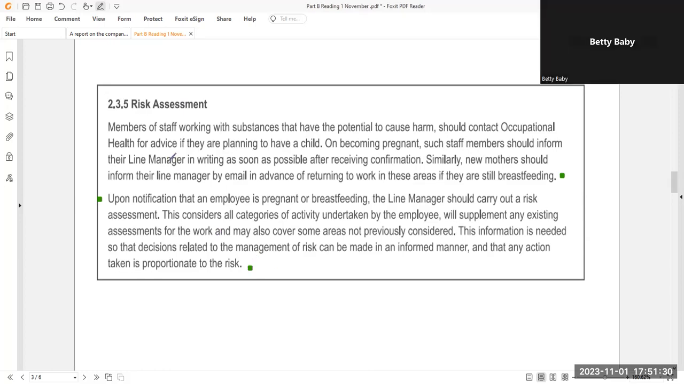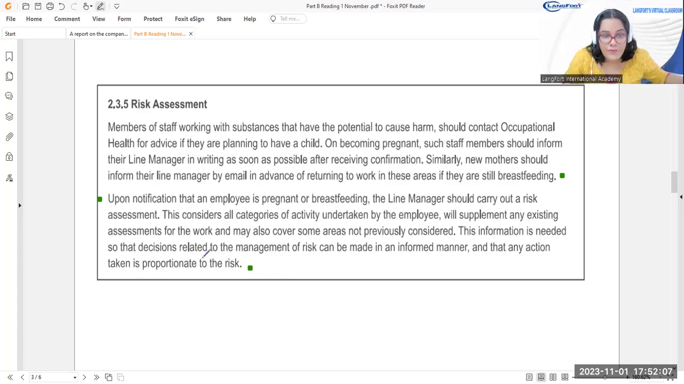Upon notification that an employee is pregnant or breastfeeding, the line manager should carry out a risk assessment. This considers all categories of activity undertaken by the employee, will supplement any existing assessments for the work, and may also cover some areas not previously considered. This information is needed so that decisions related to the management of risk can be made in an informed manner, and that any action taken is proportionate to the risk.